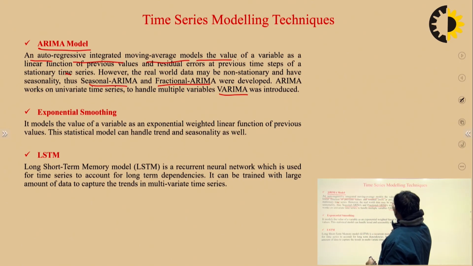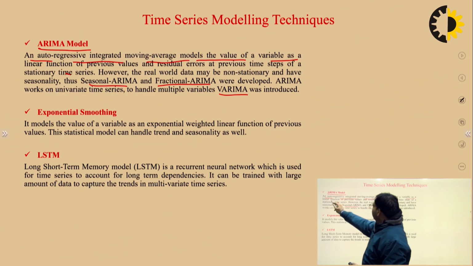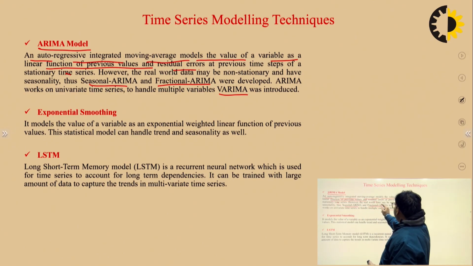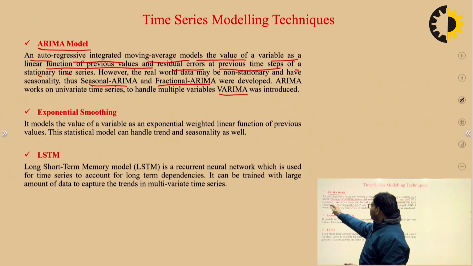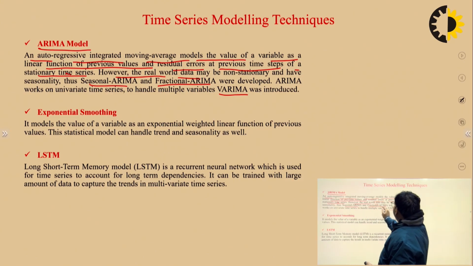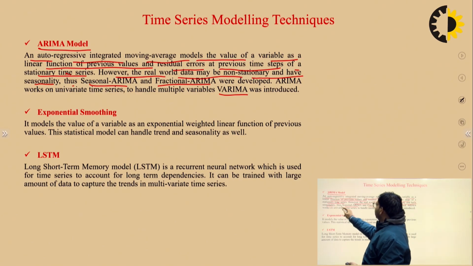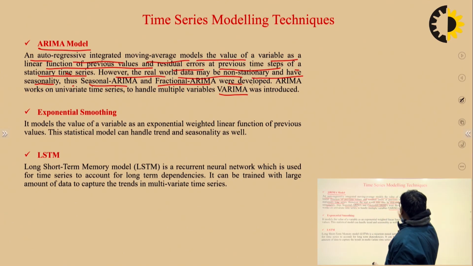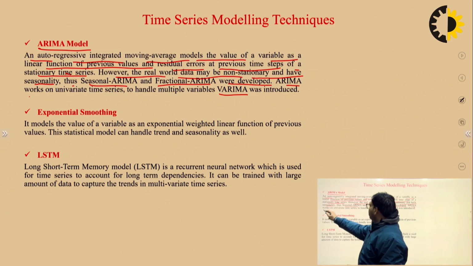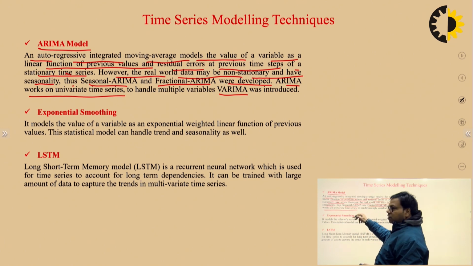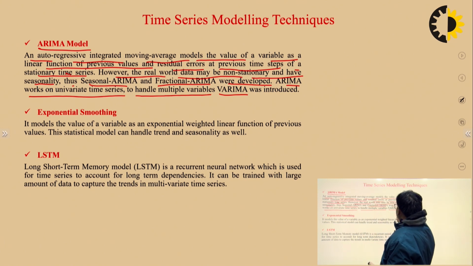Moving average models the value of the variable as a linear function of the previous value and residual errors at previous time steps of a stationary time series. However, real world data may be non-stationary and have seasonality. Thus, the special cases of seasonal ARIMA and fractional ARIMA were developed. ARIMA works on univariate time series, but to handle multiple variables, VARIMA was introduced. So this is all about the VARIMA model.